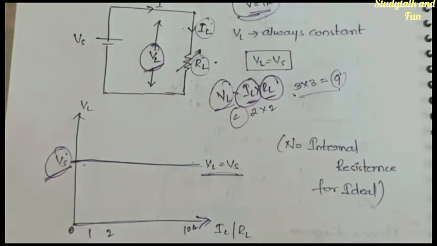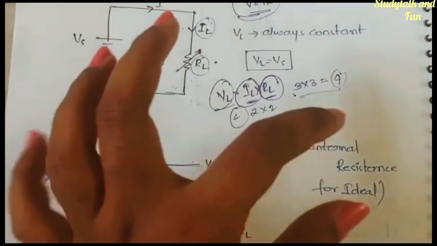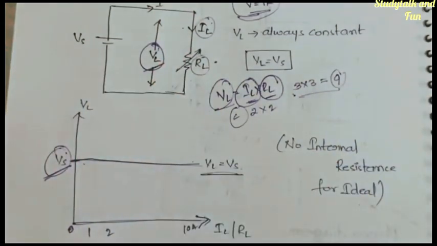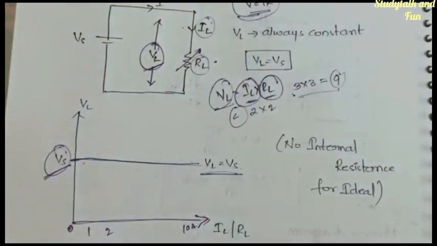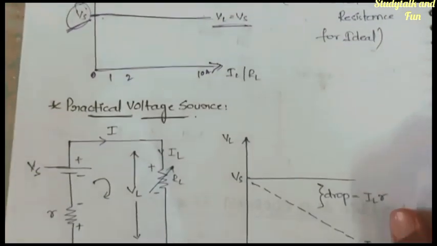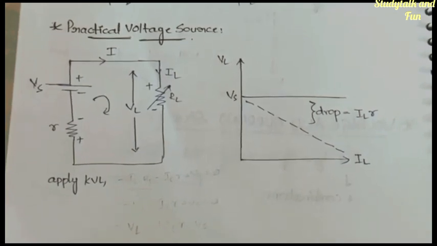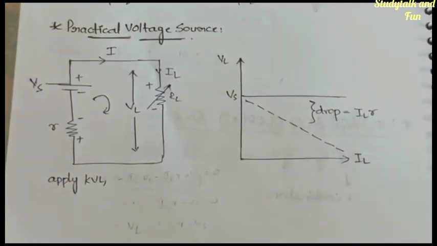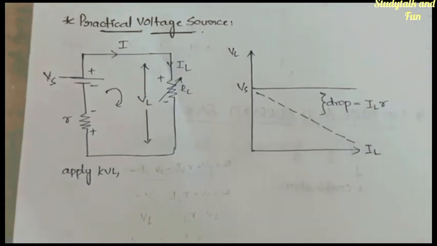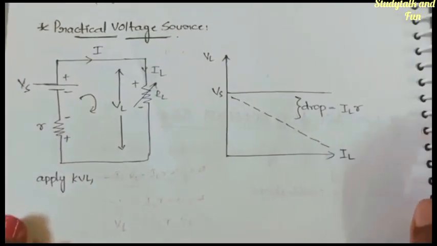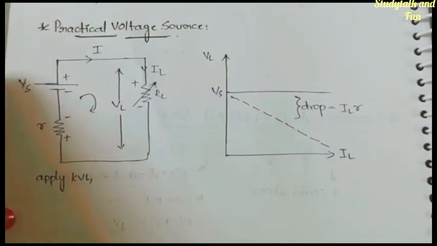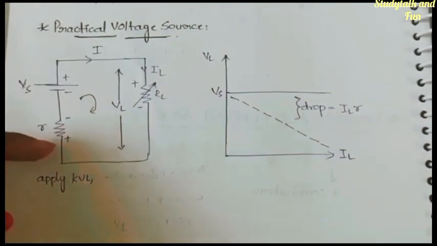Here we don't have the concept of internal resistance. Why I mentioned this is, in the practical voltage source, we will be having internal resistance. So this is about the graph and the concept of ideal voltage. An ideal voltage is always constant. Next, let us move to the practical voltage source. Here, I have not written any definition for this. I'll explain it directly with the circuit diagram. Here we have VS, which is the source voltage, and here we have R, which is the internal resistance.